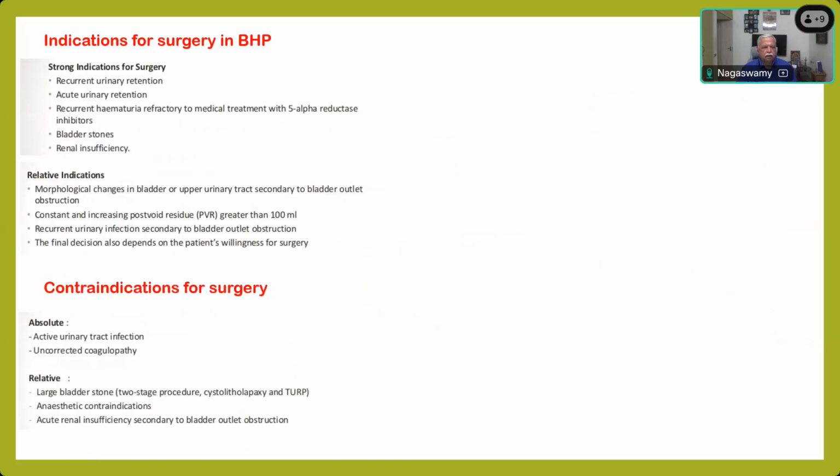Contraindications are classified into absolute and relative. When there is an active urinary infection, you should not operate. As Priya said, it may get into the circulation and cause what is called urosepsis. And a coagulatory problem is also a contraindication. Relative: large bladder stone, anesthetic considerations, and acute renal insufficiency secondary to bladder obstruction.